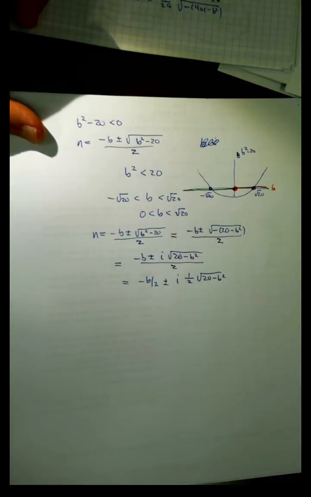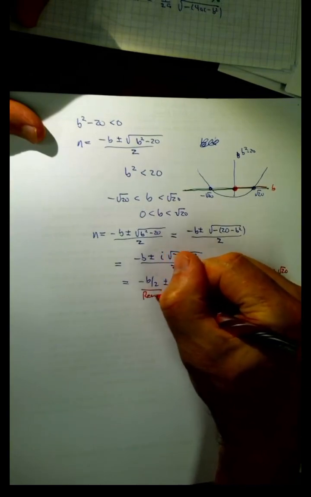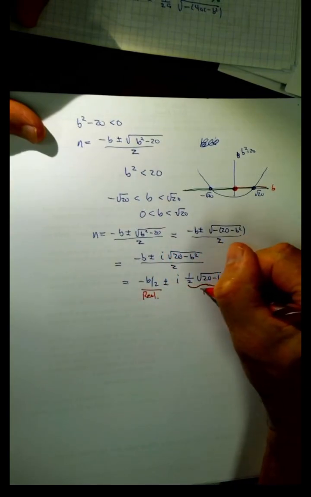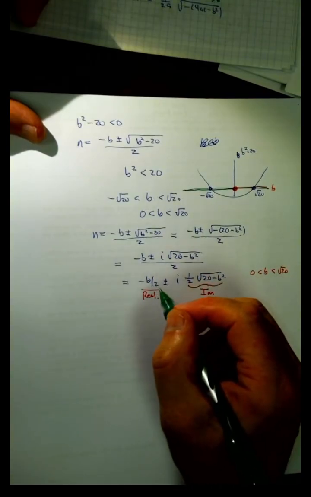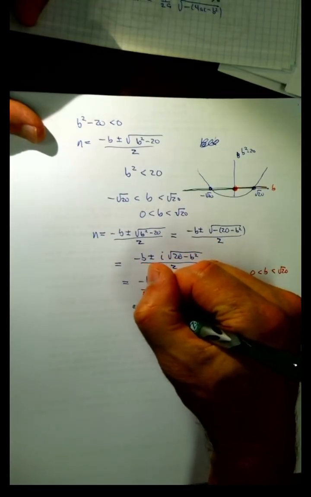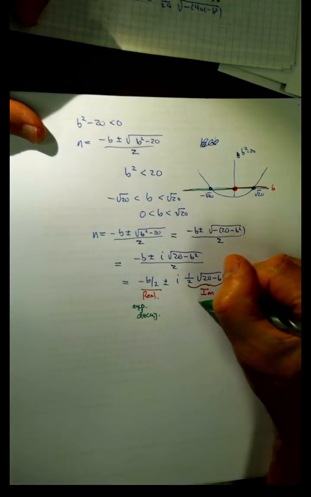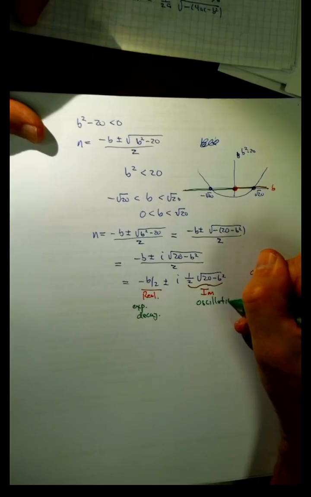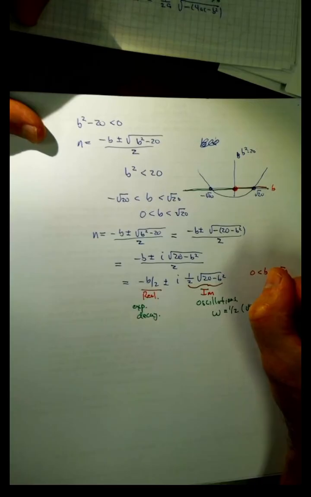Okay. Now everything, as long as b is between 0 and square root of 20, that's my real part, that's my imaginary part. And notice, since b is positive, this whole thing is negative, so I'm going to get exponential decay, which makes physical sense. And I'm going to see oscillations with my omega now being 1/2 times the square root of 20 minus b squared.